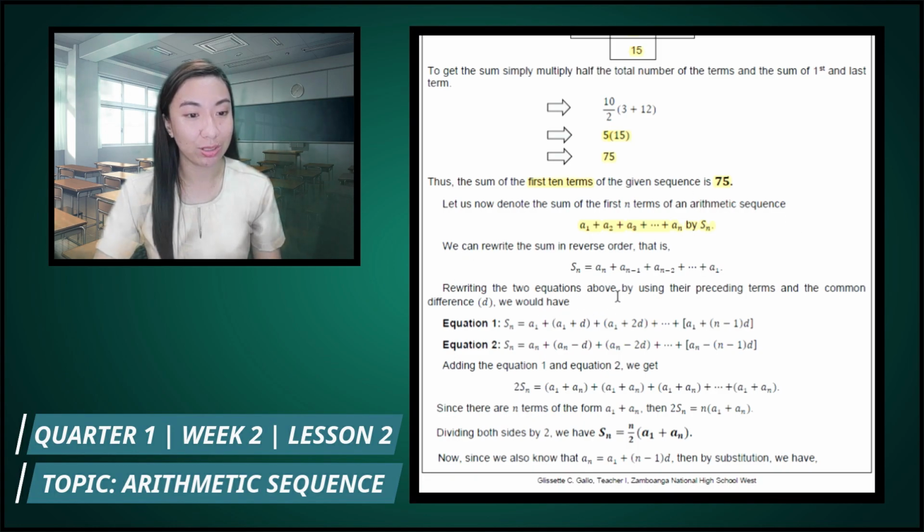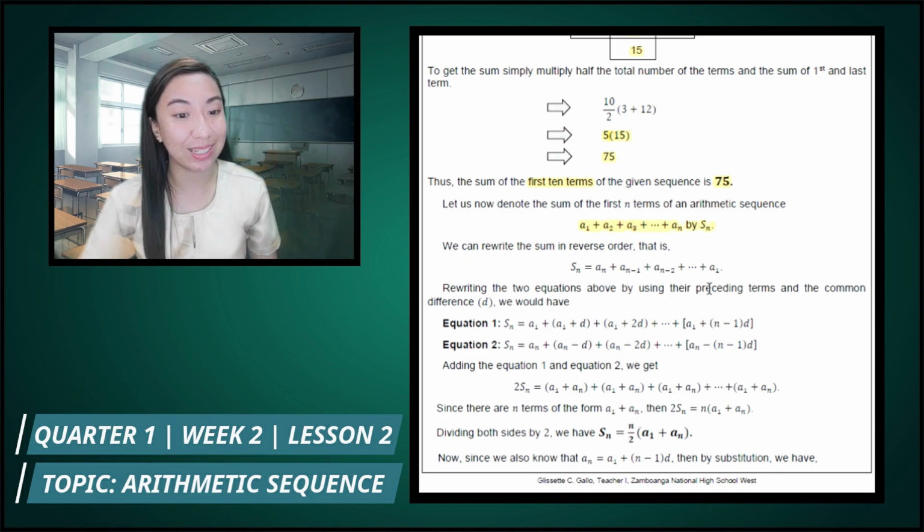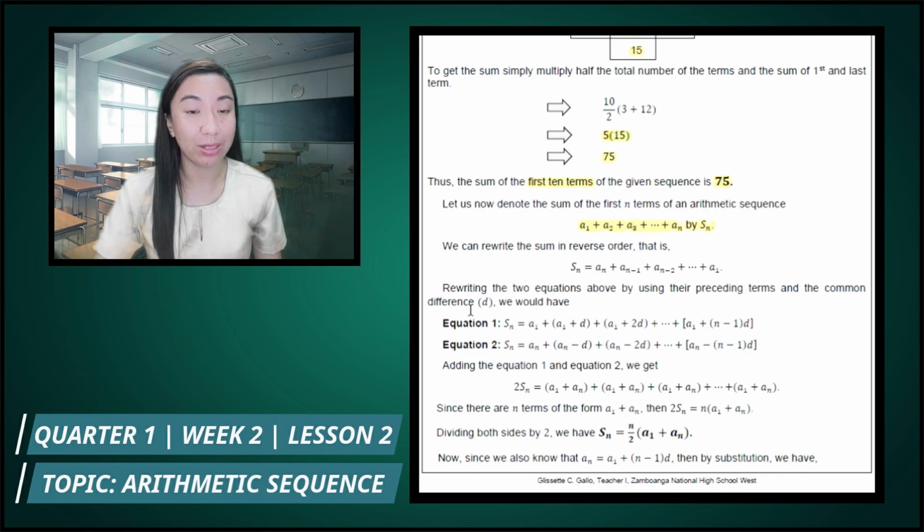Rewriting the two equations above by using their preceding terms and the common difference d, we would have, equation number 1, s sub n is equal to a sub 1 plus the quantity of a sub 1 plus d plus the quantity of a sub 1 plus 2d plus, until the quantity of a sub 1 plus the quantity of n minus 1 times d.